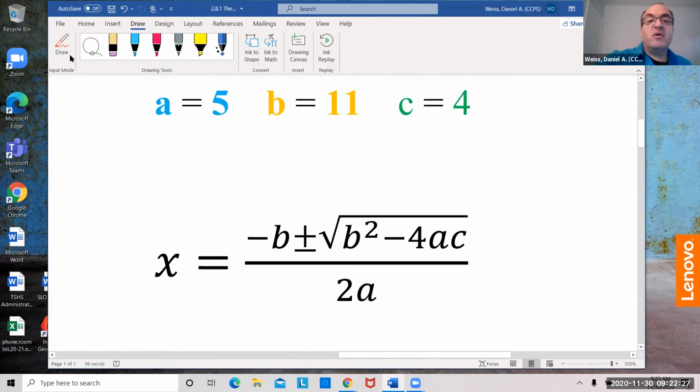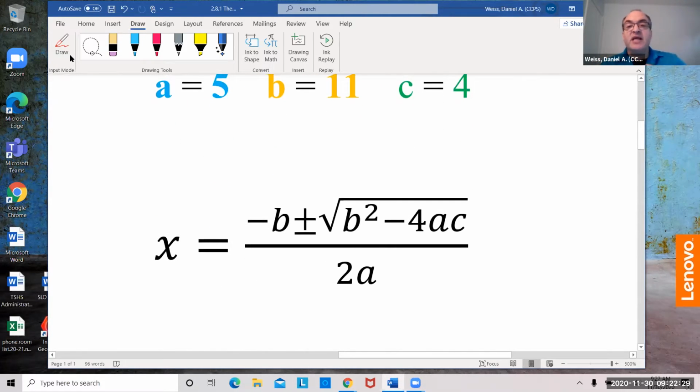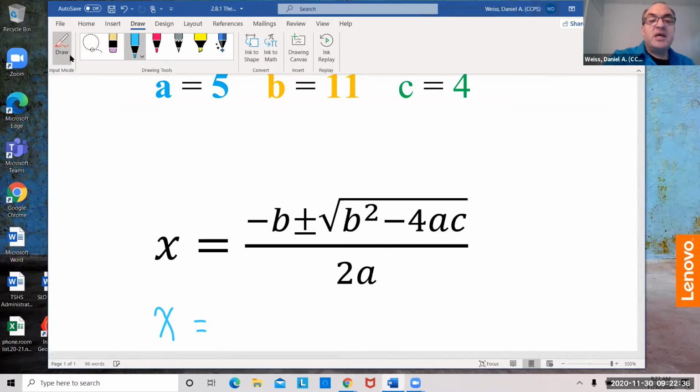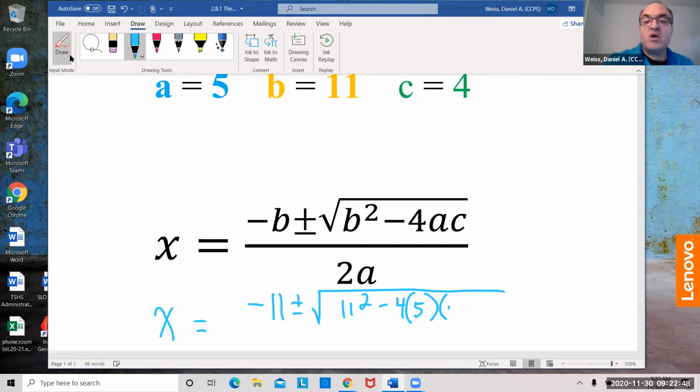So here we go. A is 5, B is 11, C is 4. All right. X equals -11 plus or minus square root 11 squared minus 4 times 5 times 4 all over 2 times 5. Now I simplify.